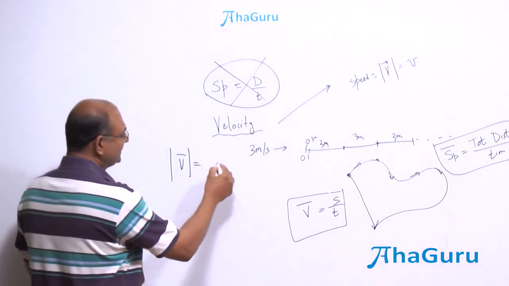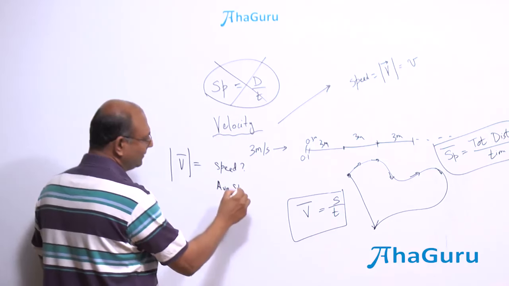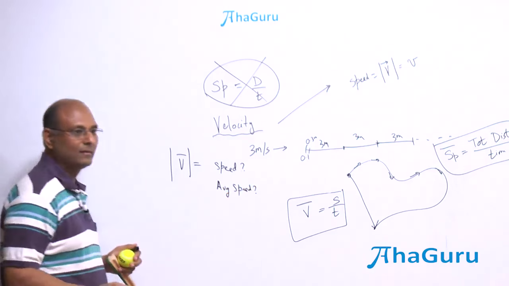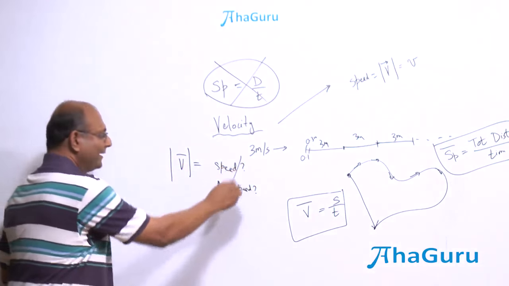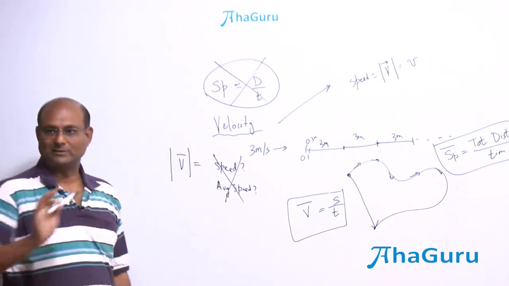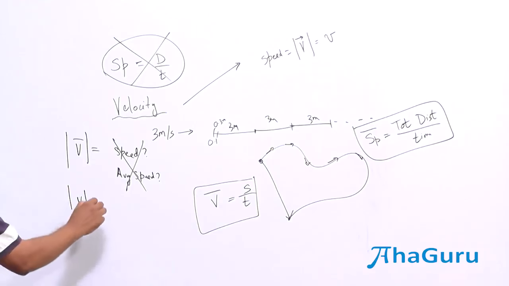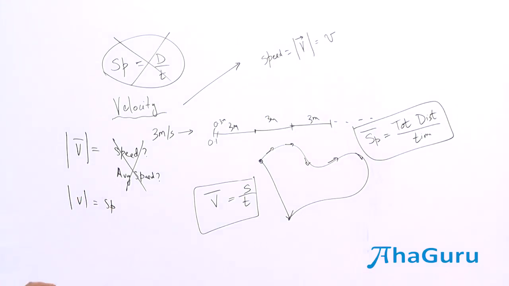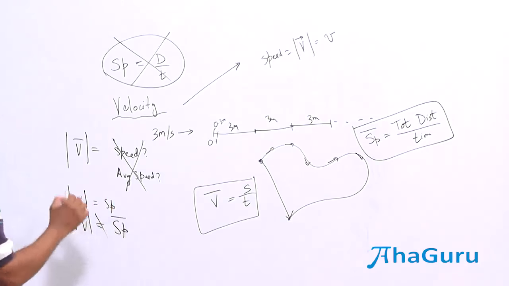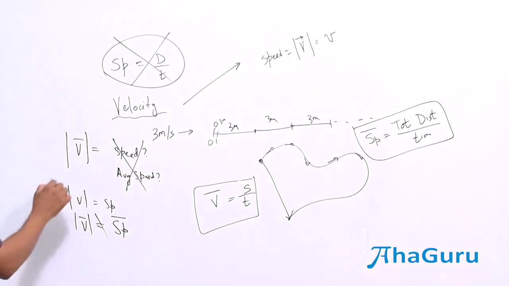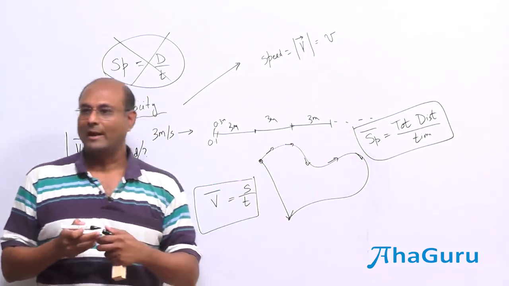So the question is, is this equal to speed? Is this equal to average speed? It is neither speed nor average speed. It is just the magnitude of average velocity. So look at this. Magnitude of velocity is speed, but magnitude of average velocity is not equal to average speed. Not equal to. So keep this in mind. Average velocity is a very, very different quantity compared to average speed.